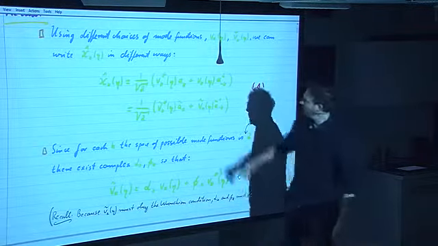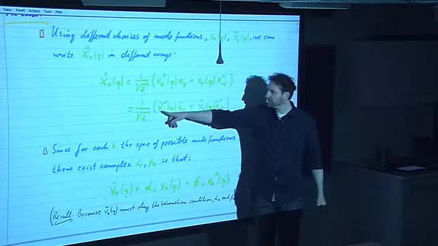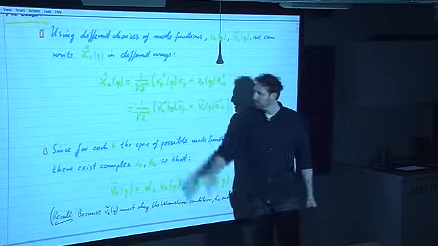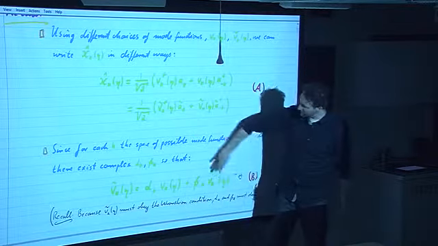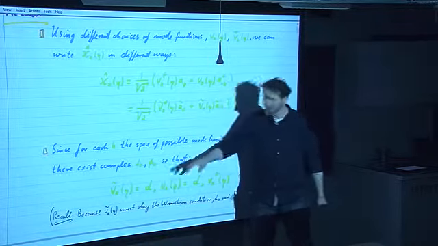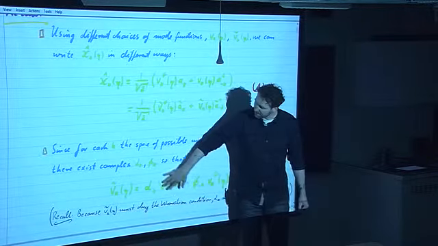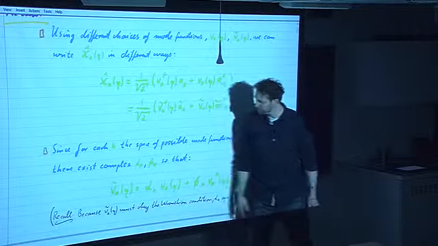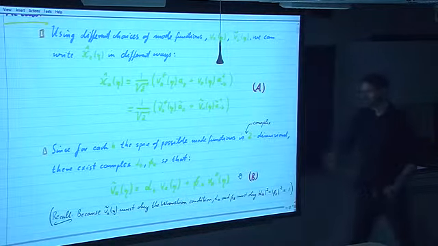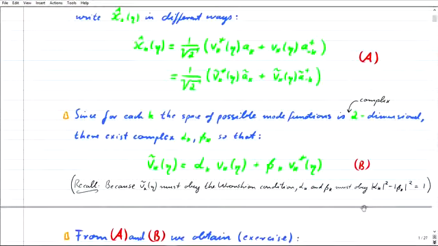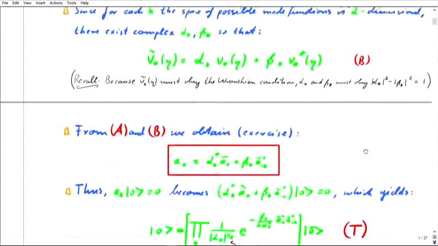Okay, so these mode functions can always be written as linear combinations of those mode functions, and vice versa, of course. We can solve that equation by complex conjugation and taking suitable differences. We can also use this to express the V in terms of the V tilde. And this comes up later also as an exercise.